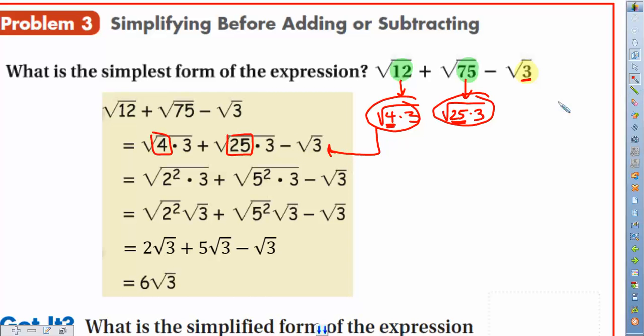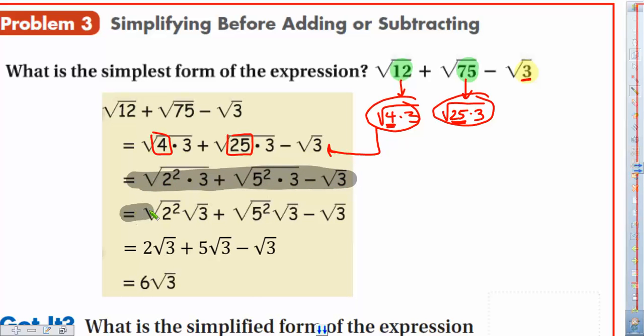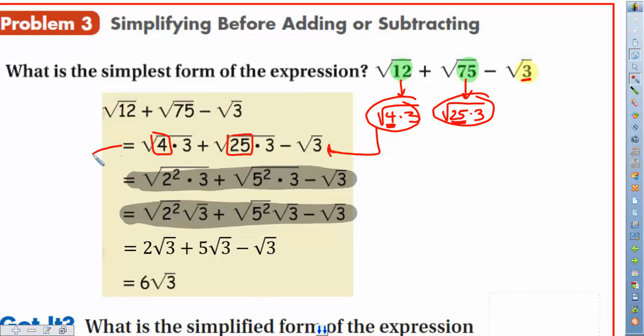Now these next two steps break that 4 down into the square root of 2 squared, which allows them to break that down into 2. But like I've said in many other lessons, feel free to skip this step, and also feel free to skip this step right here. It's perfectly okay for you to go from here right down to here. Does it make sense where those numbers are coming from?